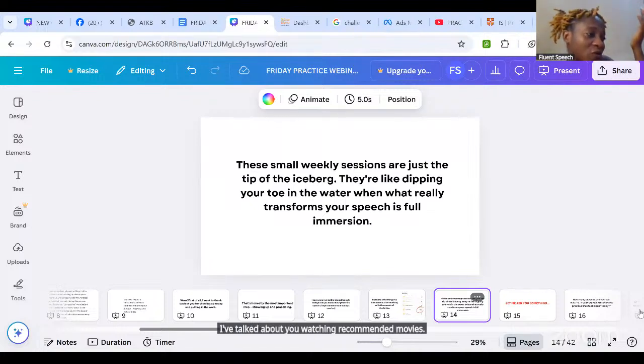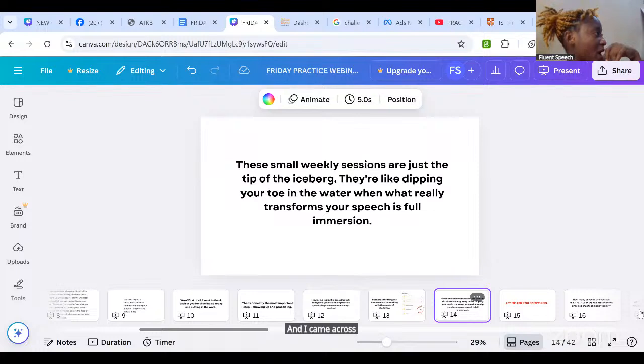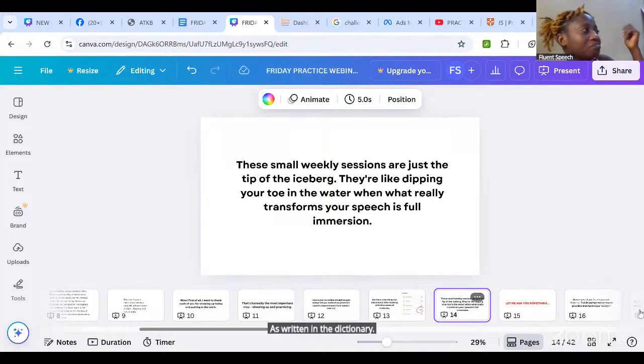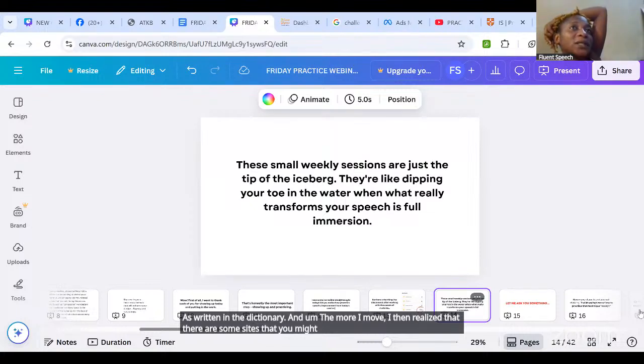Don't just watch movies for watching's sake. Earlier this afternoon, I was on YouTube and I came across an AI site where they take English reading. And I was reading along, and funnily, it dawned on me that most of these AIs don't even follow the standard English pronunciations as written in the dictionary. And the more I looked, I realized that there are some sites that you might need to start to follow online. I'll be sharing some of these sites, some of these dictionaries, with those in the academy tonight. That is part of full immersion.